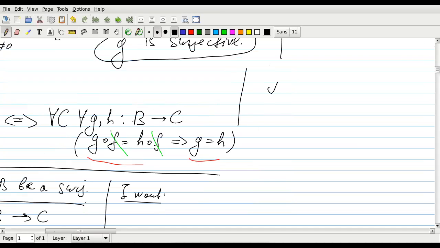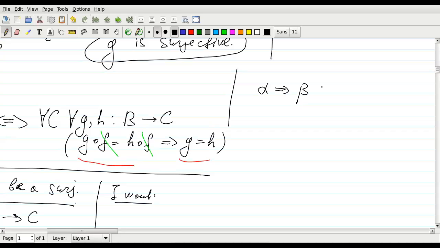So let's do some logic. Alpha implies beta. What does it mean? That means that alpha is false or beta is true, isn't it? Yes. Either alpha is false, the assumption is false, or the conclusion is true. And now let's have a look at this one: not beta implies not alpha. What does it mean? When is this one true?